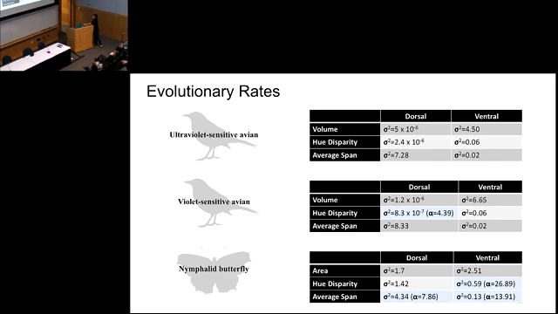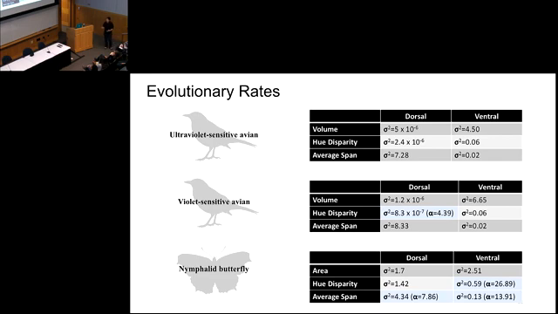So again, I'm sorry for the giant tables, but I just want to point out a few things. In many cases, especially for volume and hue disparity, the rate of evolution is faster on the ventral side than the dorsal. And then also, if you pull out these alpha values, the higher the alpha, the stronger that rubber band, so the more the variance is constrained to the mean. And the highest one we see is on the ventral side, as viewed by the butterfly, the hue disparity.